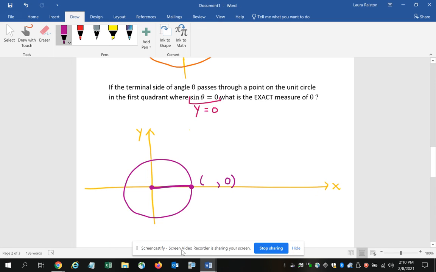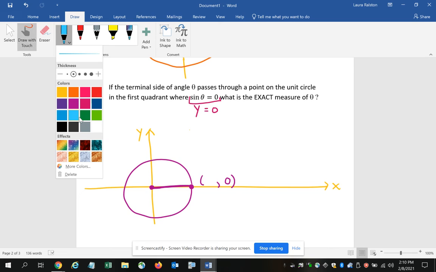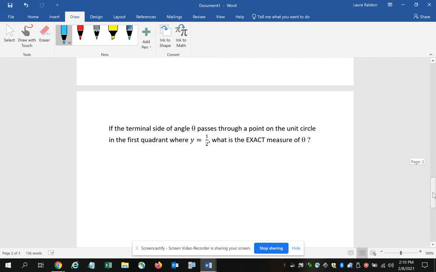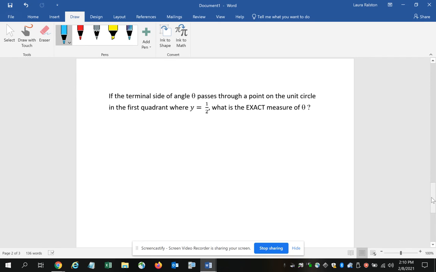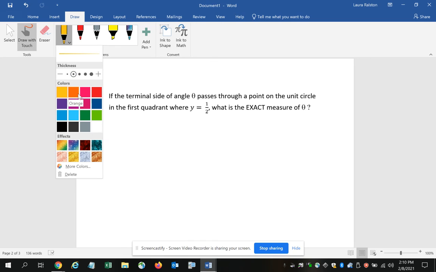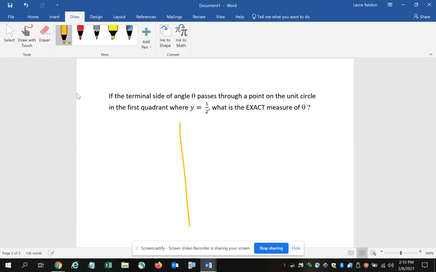So if you write it in degrees, my angle theta is actually 0 degrees or 0 radians. It's the same question, it's just worded differently. One more. It says if the terminal side of an angle passes through a point on the unit circle in the first quadrant where y equals 1/2, what is the exact measure of theta?